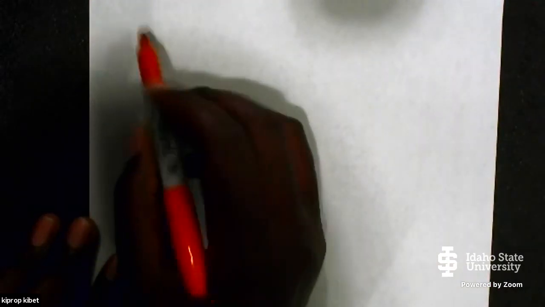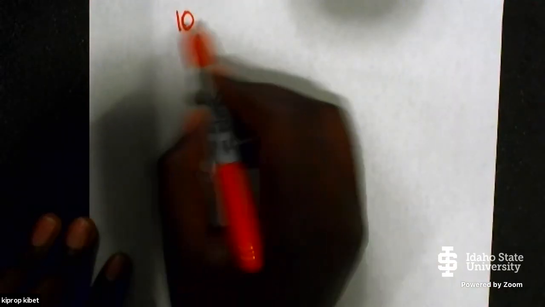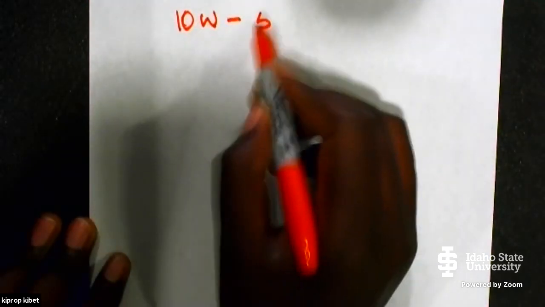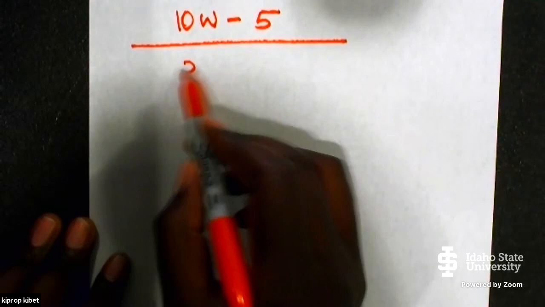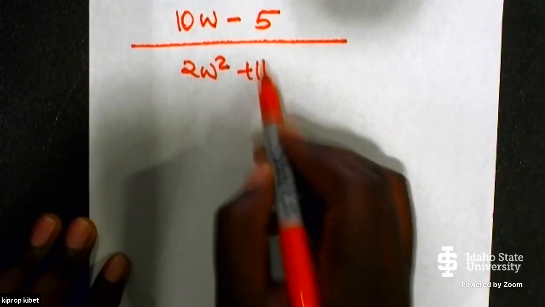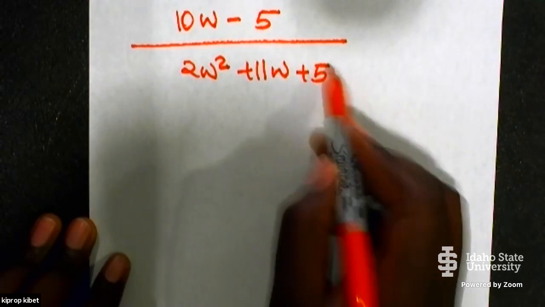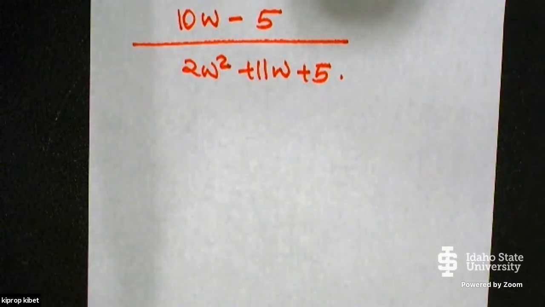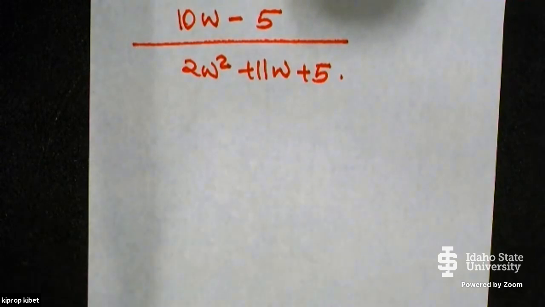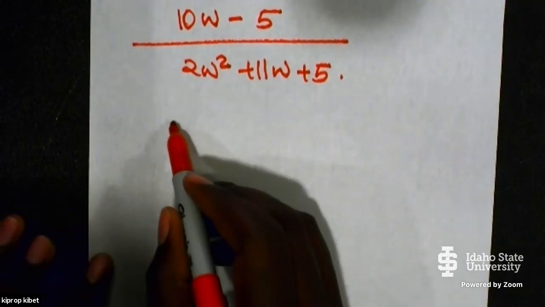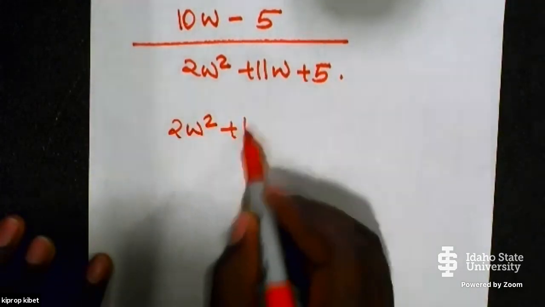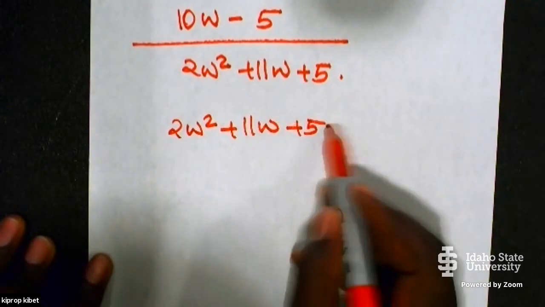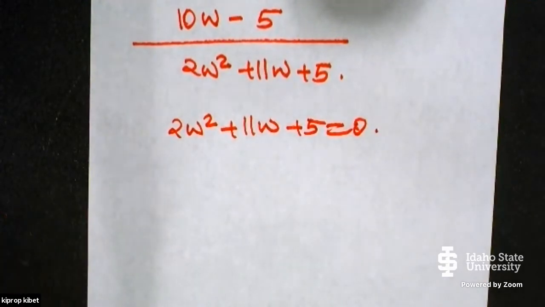Another example, 10w minus 5 all over 2w squared plus 11w plus 5. Now, for this expression to be undefined, then the denominator should be equal to 0. The denominator should be equal to 0. So 2w squared plus 11w plus 5 equals to 0.